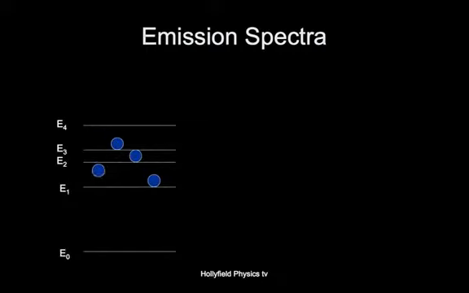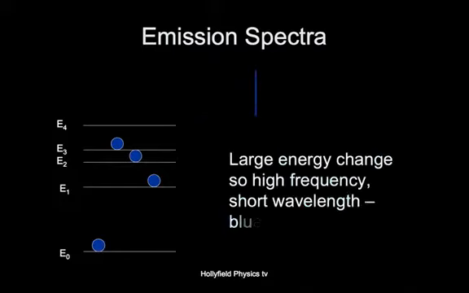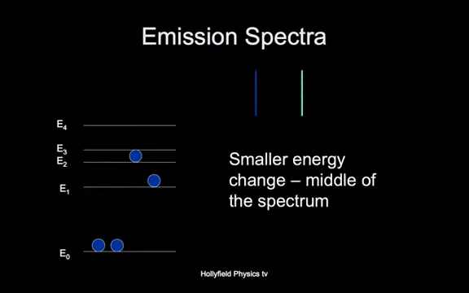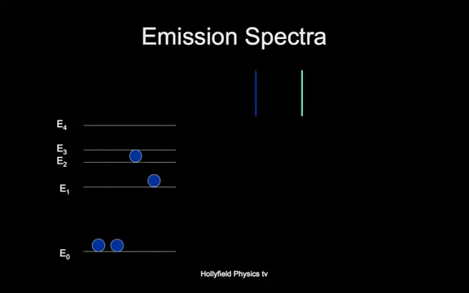So if we look at an individual atom with a whole bunch of different energy levels, we'll get a big energy change, E4 down to E0, gives us a high frequency, short wavelength blue photon. Energy change from E3 down to E0, not so large, and therefore we have a longer wavelength photon. E2 down to E0, again, that's smaller still. Still get a photon, but this time it's even longer wavelength. And then finally we get E1 down to E0, longest wavelength of all, and it's at the red end of the spectrum.